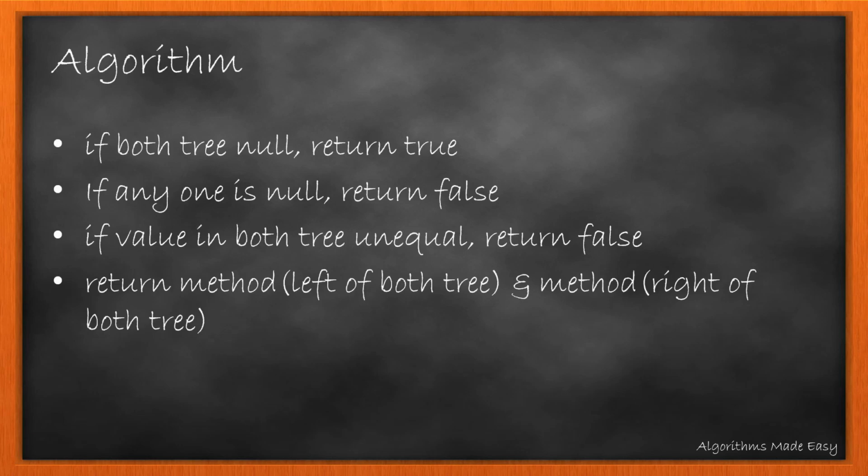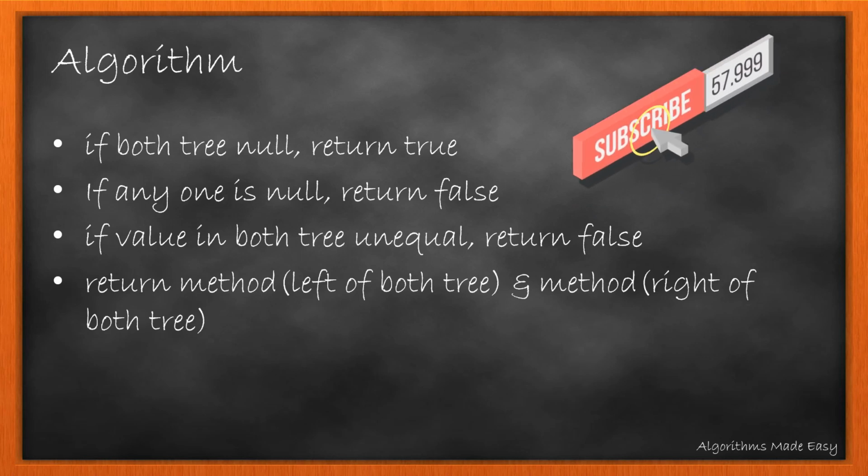The algorithm will look like this. We'll first define our exit conditions. There are two conditions in which we simply return false, and one where we return true. If none of them is satisfied, then we recursively call the method for both left and right subtree.